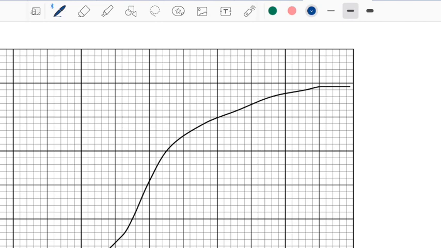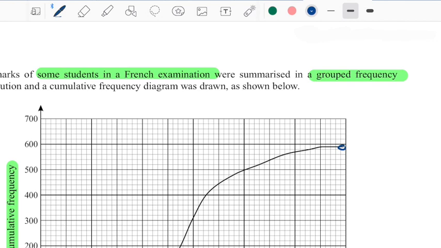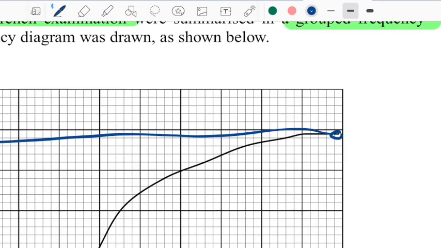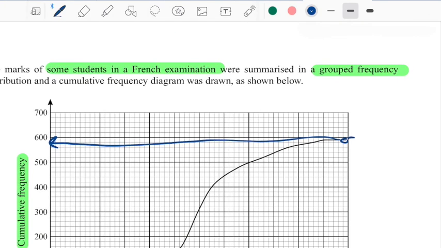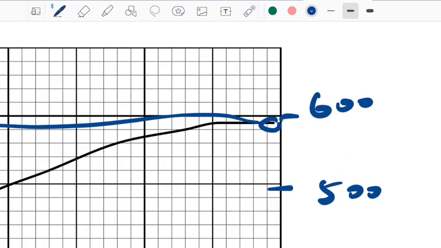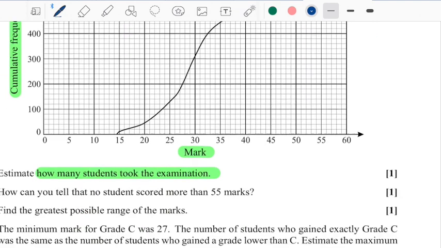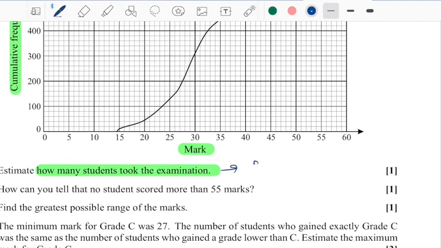I just need to look at this value and pin it to this side. So from here, look back here. Roughly, I know that this is 600, this is 500. Let's zoom in a little. Here, this value, I know this is 580. So this is about 590 students. You can just answer that there are about 590 students.